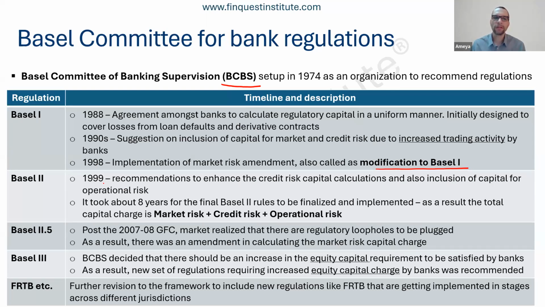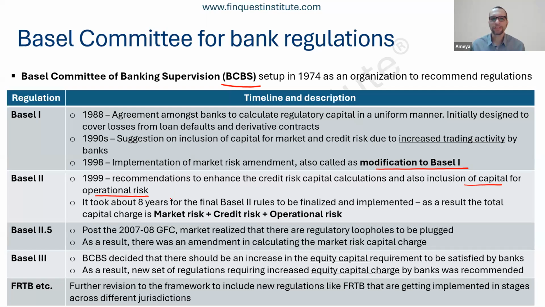Then coming to Basel II. Around 1999, there were recommendations to enhance the credit risk capital computations. There was also a recommendation for inclusion of capital for operational risk. Because around this time, banks realized that that is a very, very important component of risk which cannot go unchecked. That's why there was a focus on inclusion of capital for operational risk.